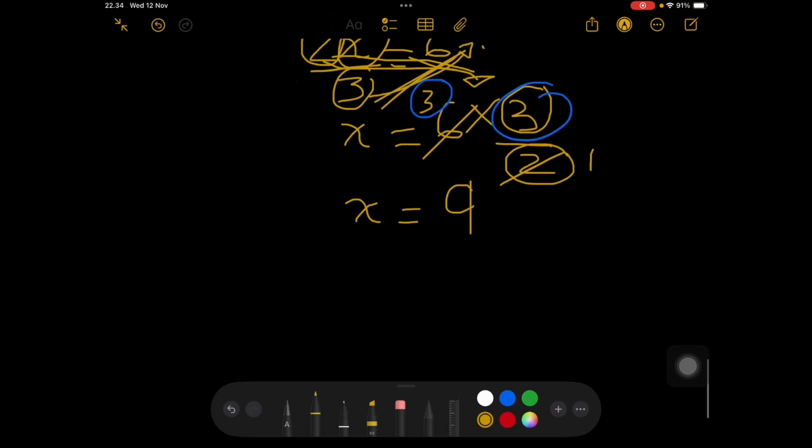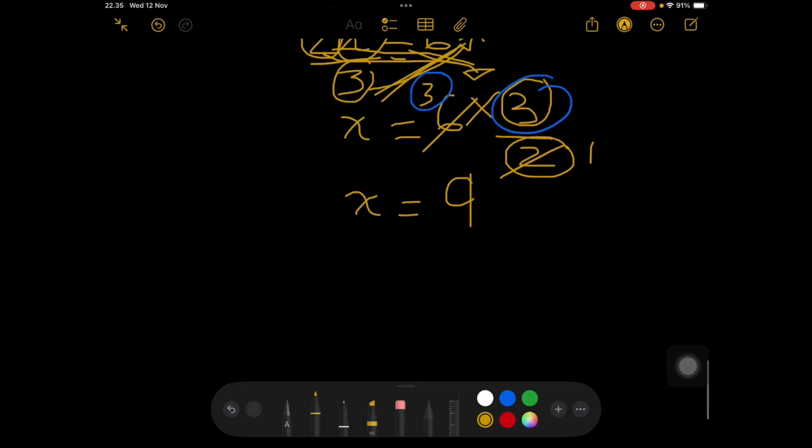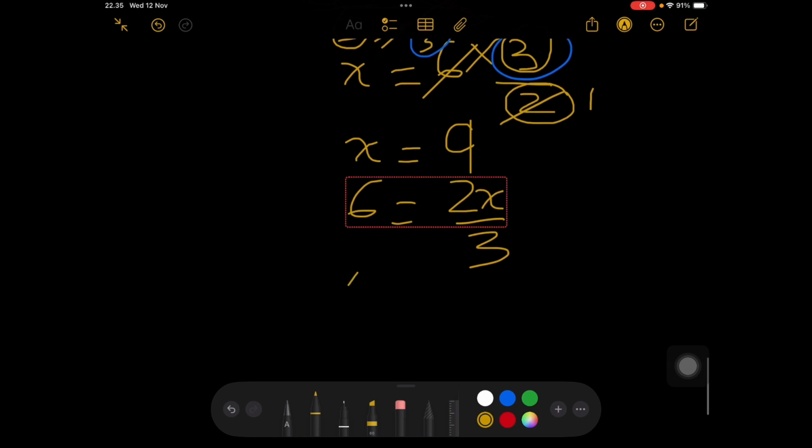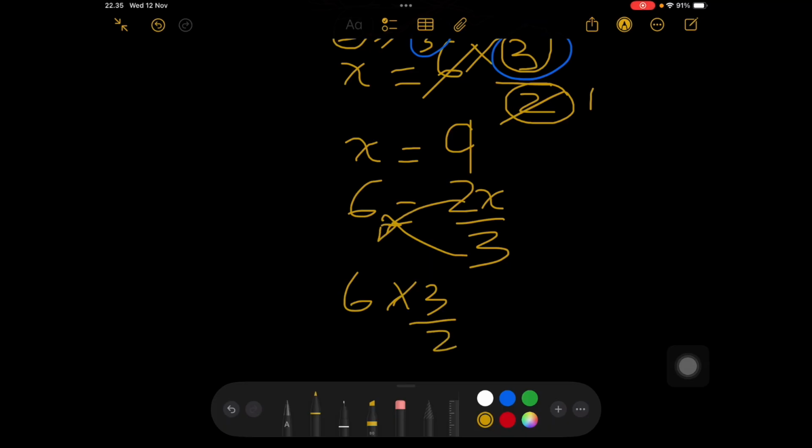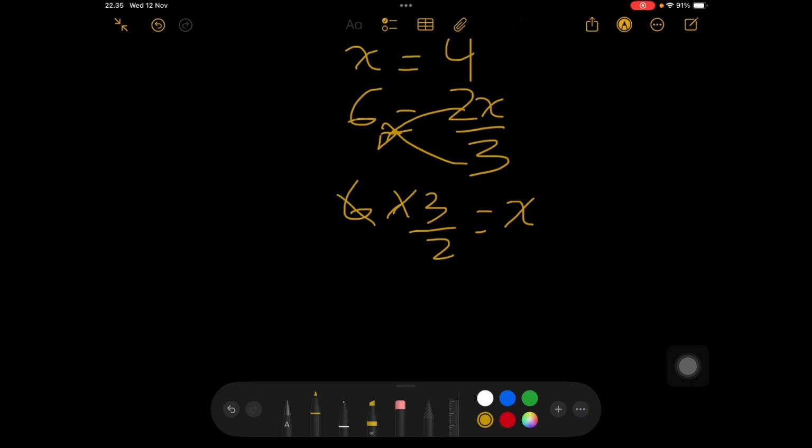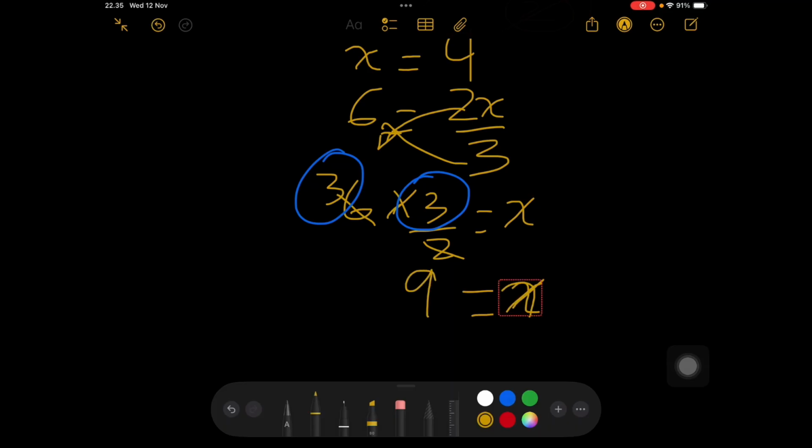Again, we may read this from left to right or right to left. Let's say 6 equals 2x over 3. So 6, this goes up, times 3. This goes down, divided by 2, equals x. Cancel this. This is 3. So now we have 3 and 3. 3 times 3. And here is 9 equals x. Or x equals 9.